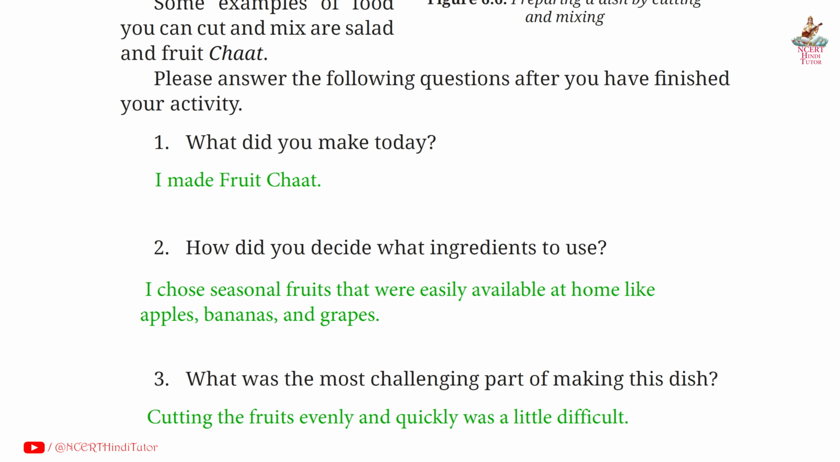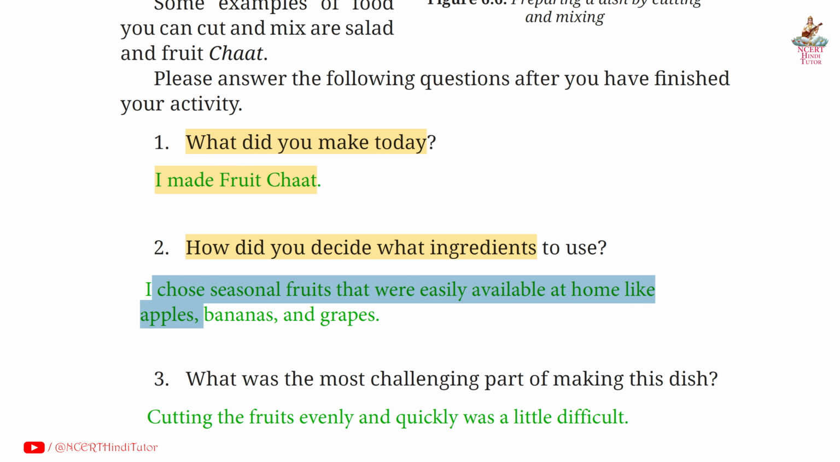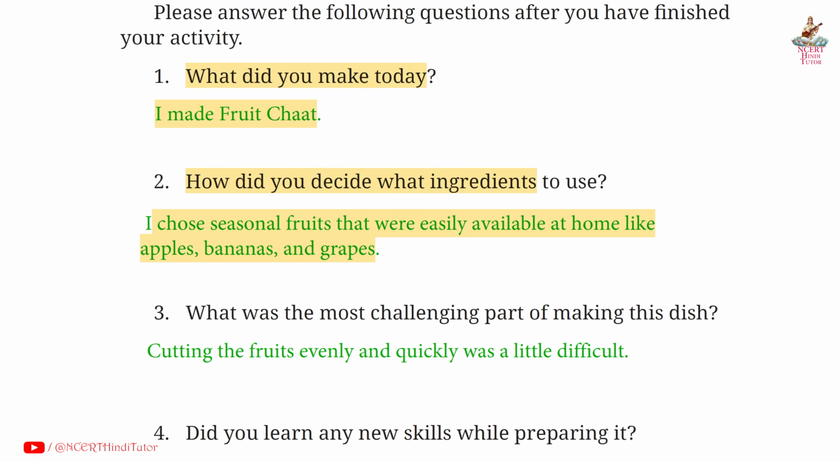Page 146. Question 1. What did you make today? Answer: I made fruit chaat. Question 2. How did you decide what ingredients to use? Answer: I chose seasonal fruits that were easily available at home like apples, bananas and grapes. Question 3. What was the most challenging part of making this dish? Answer: Cutting the fruits evenly and quickly was a little difficult.